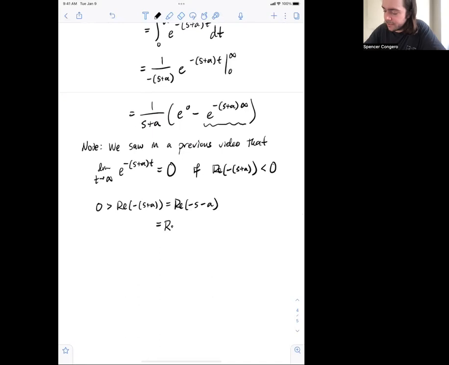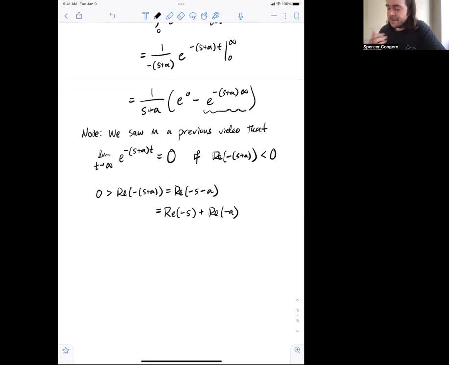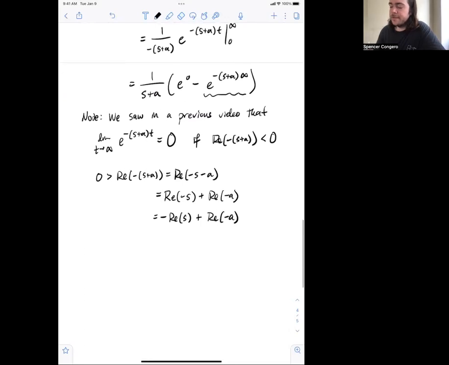Okay, so the real part of negative s minus a is the real part of negative s plus the real part of negative a. And also the real part of negative of a complex number is just negative the real part of that complex number. Again, I encourage you to try proving these on your own. They're very simple. You can just use the rectangular form of complex numbers to prove this. Okay, and so this is what we get, that 0 has to be greater than this quantity. Well, I can just bring this to the other side. And what do I get? So we need the real part of s to be greater than the real part of negative a for convergence.